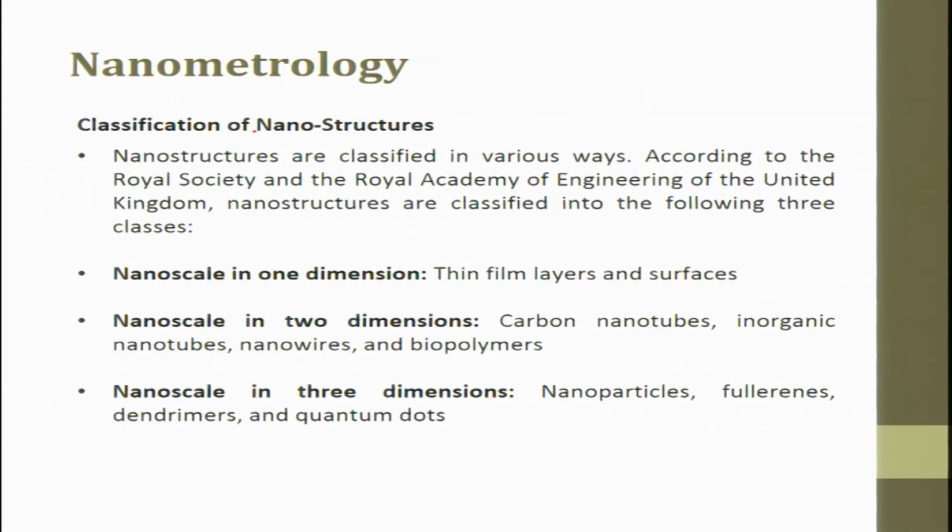Classification of nanostructures. Nanostructures are classified in different ways according to the Royal Society and Royal Academy of Engineering in the United Kingdom: nanoscale in 1 dimension, nanoscale in 2 dimensions, nanoscale in 3 dimensions. A nanoscale 3 dimension example is quantum dots. Biopolymers are 2 dimension. Thin film layer is 1 dimension.